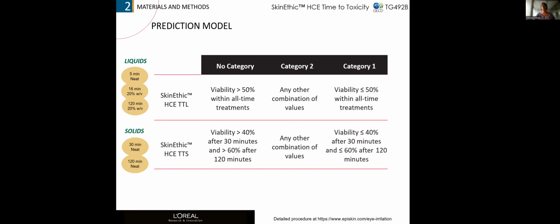A similar approach was used for the solids, knowing that the cutoff was 40% for the short exposure time and 60% for the 120 minutes, the long one.